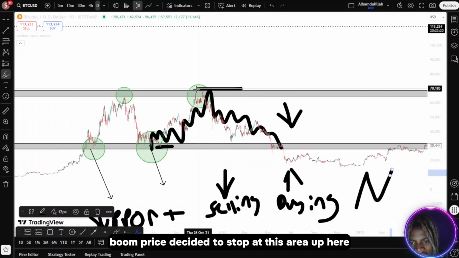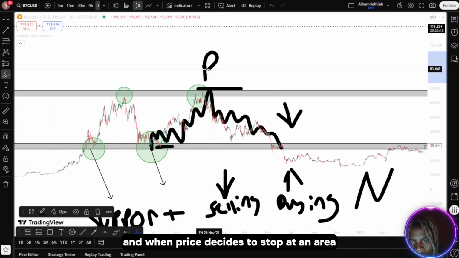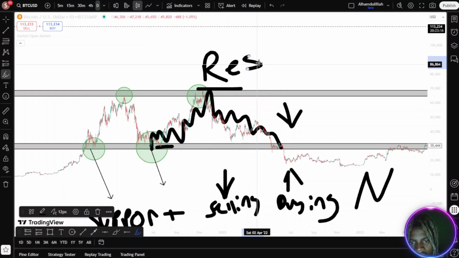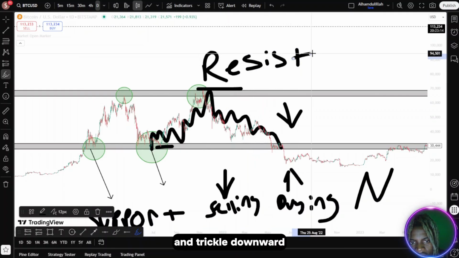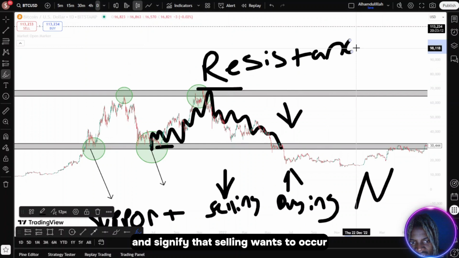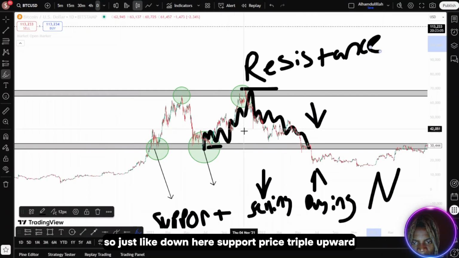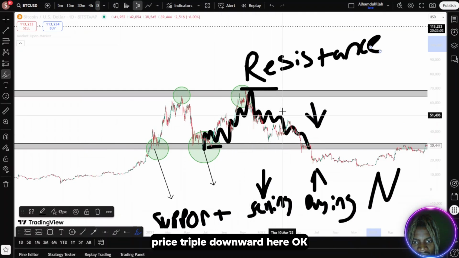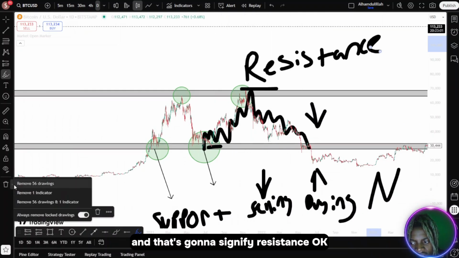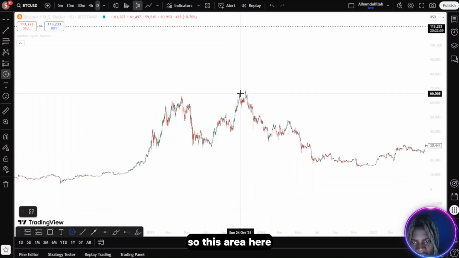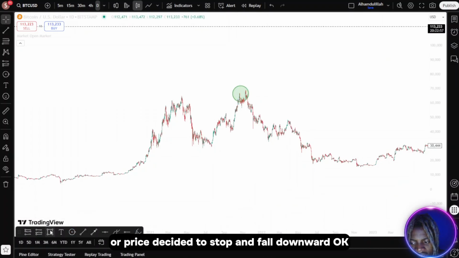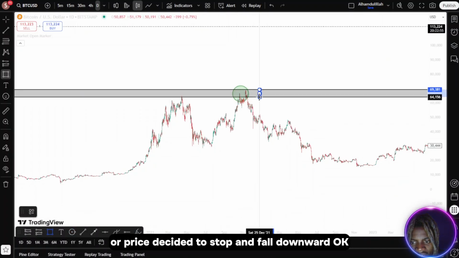Price decided to stop at this area up here. And when price decides to stop at an area and trickle downward and signify that selling wants to occur, that's going to show us an area of resistance. Okay, so just like down here, support, price trickled upward, price trickled downward here. Okay, and that's going to signify resistance. Okay, so this area here, where price decided to stop and fall downward.